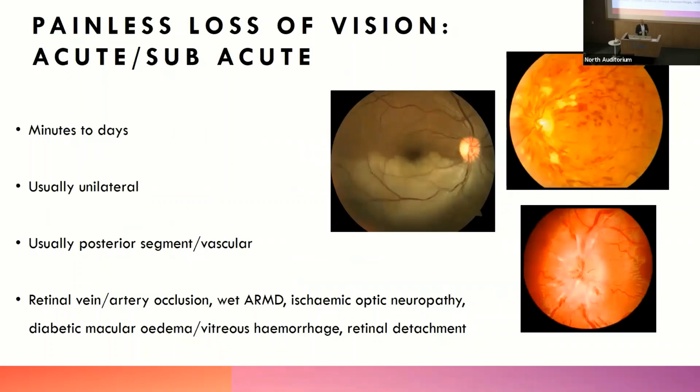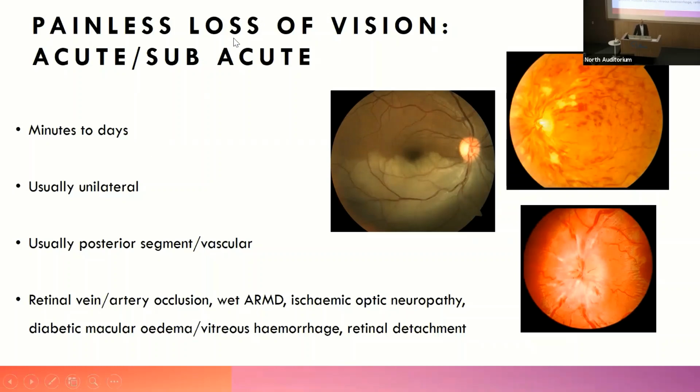Okay, so then let's talk about a few causes of painless acute loss of vision or subacute loss of vision. So this is minutes to days. It's usually unilateral. It's rare to get bilateral sudden visual loss. Bilateral sudden visual loss is a massive central event, something in your brain until proven otherwise, okay? And usually it's the back of the eye, the posterior segment. And because it's sudden, most things in the body, if they're sudden, it's often a vascular event.